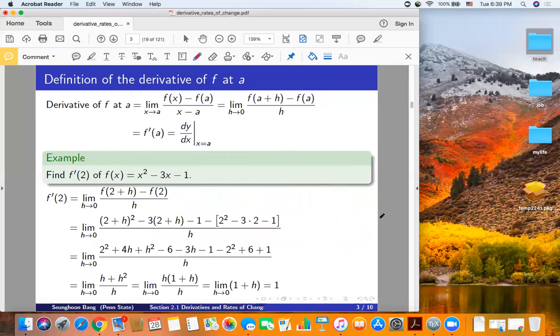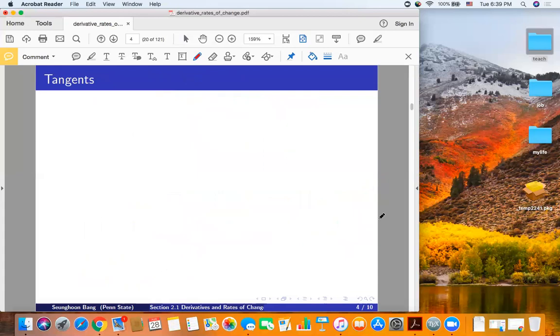That's good. The next problem is about the tangent. I can explain the tangent, but here we have a graph. The graph is like this.